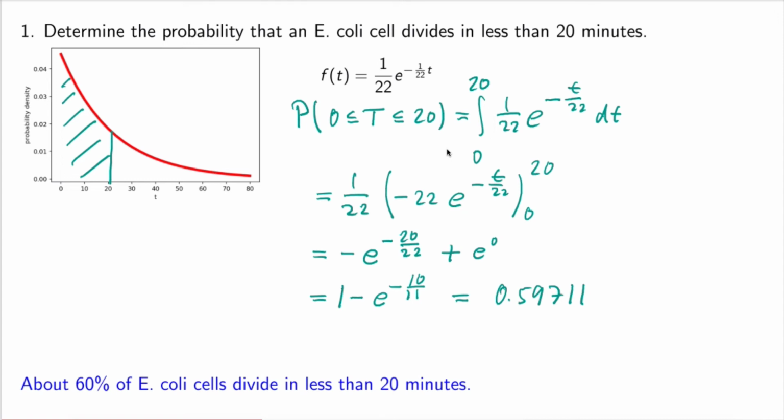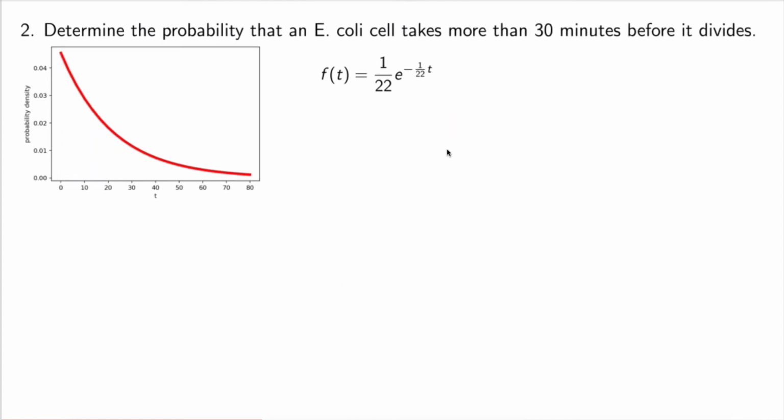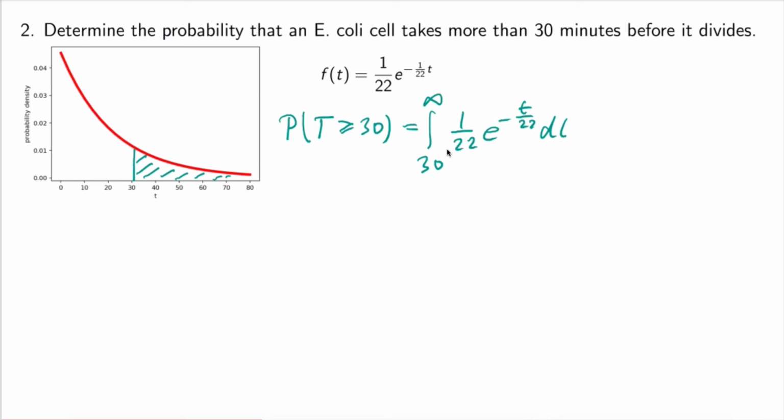On to the second question. The probability that it takes more than 30 minutes. So maybe we go to the graph first. So more than 30 minutes, here's 30 minutes. Now we are interested in this bit. Or written as an integral, P of t larger or equal 30 is the integral from 30 to, well, to infinity, right? In theory, it can take infinitely long. 1 over 22 e to the minus t over 22 dt.